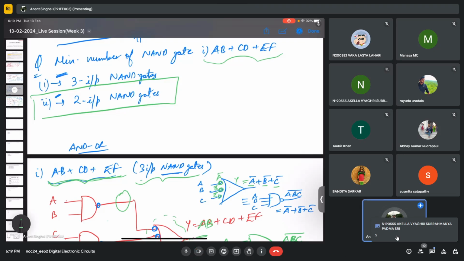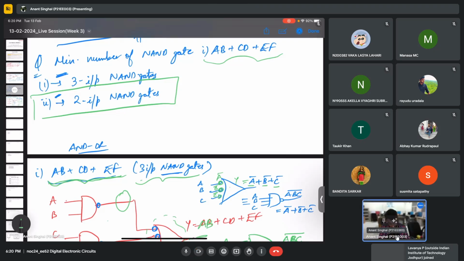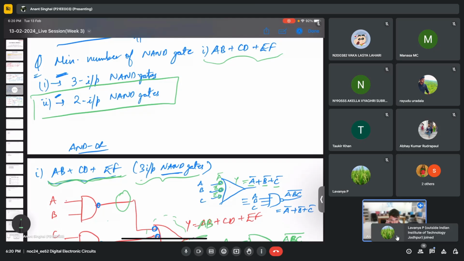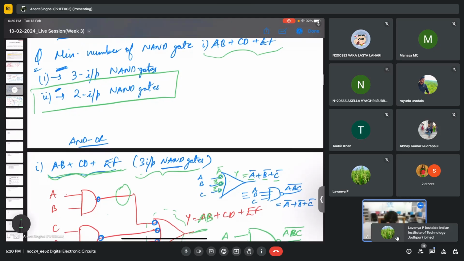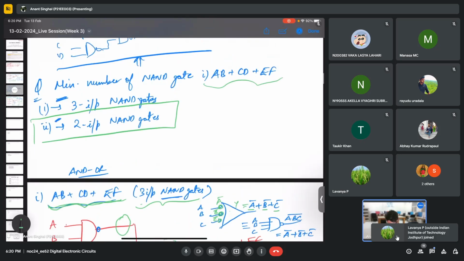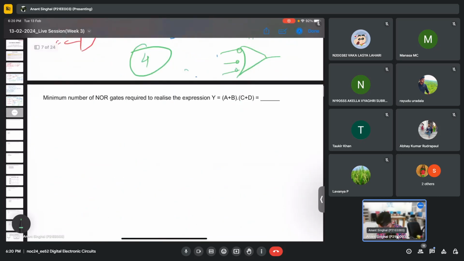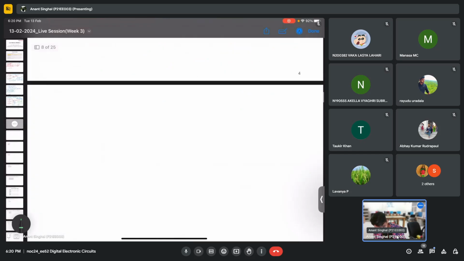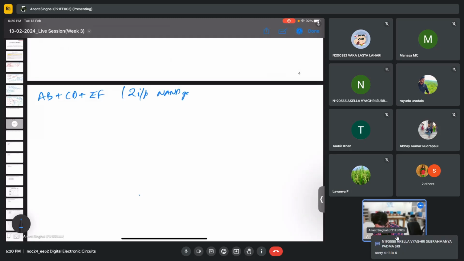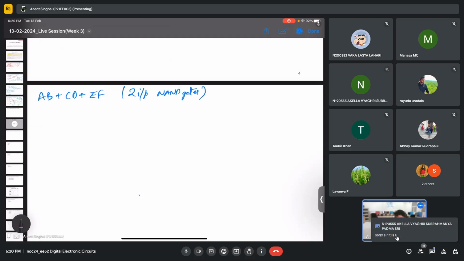Yes, I've got one answer, it is 5. So you have used only two input NAND gates, right? So let's check. Okay, so we had two input NAND gates and we had this expression. So I'm writing it again. We had this only using two input NAND gates. Okay, so I'm getting 6 now.